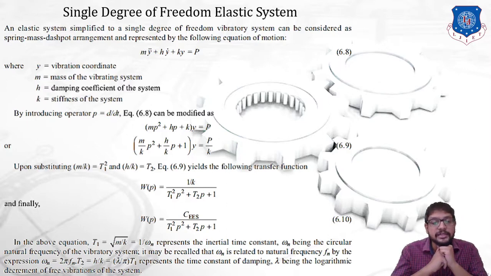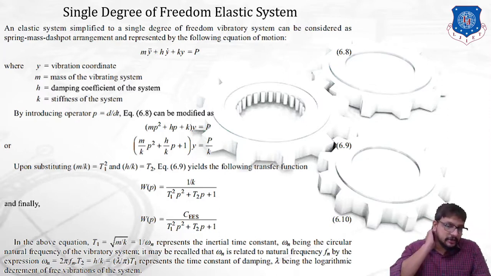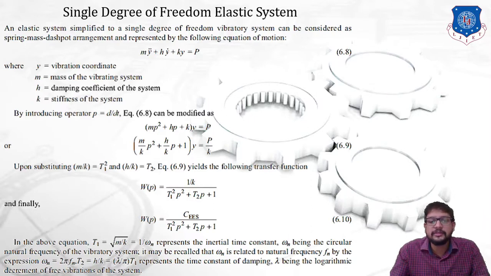Now in the above equation, T1 is equal to under root m by k, which can be written as 1 upon omega n, where omega n is the circular natural frequency of the vibratory system, and it represents the inertial time constant. Okay, 1 by omega n represents the inertial time constant. Now it may be recalled that omega n is related to natural frequency fn by the expression omega equals 2 pi f, we know that. And h by k is equal to pi lambda by pi into T1, which represents the time constant of damping, lambda being the logarithmic decrement of free vibration of the system. Okay, so that we need to keep in mind.